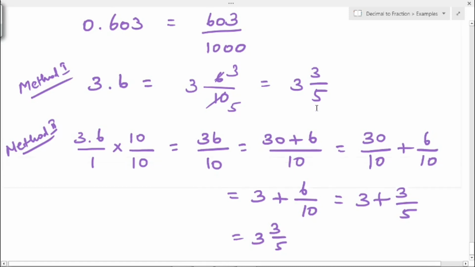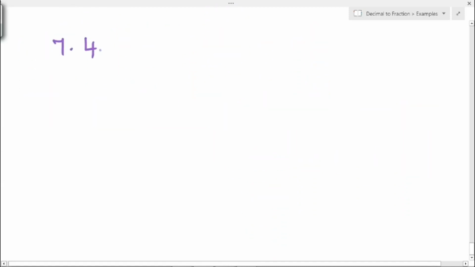Next example, 7.4. So 7.4 can be written as, first we have 7, so you write it as it is, and 0.4 can be written as 4 by 10. If you simplify, you will get 7 and 4 by 10; if you divide it by 2, it is 2 by 5. So 7 and 2 by 5.